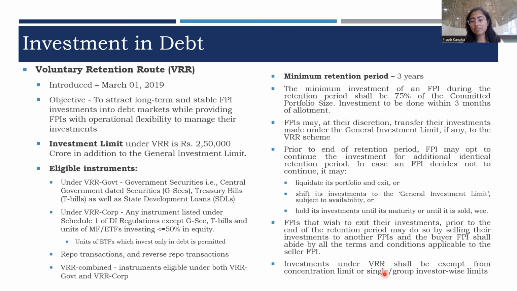However, here there are two exemptions that are provided to FPIs, and that is relating to the concentration limit and the single or group investor-wise limit. The 15% and 10% concentration limit that we had discussed under the medium-term framework is exempt under the VRR route. And the group investor limit, that is the maximum the FPIs are allowed to subscribe in one single corporate debt issuance, is 50%. However, under the VRR route, they can subscribe to more than 50%. That is, one single FPI can subscribe 100% of the issuance of any company under the VRR route.